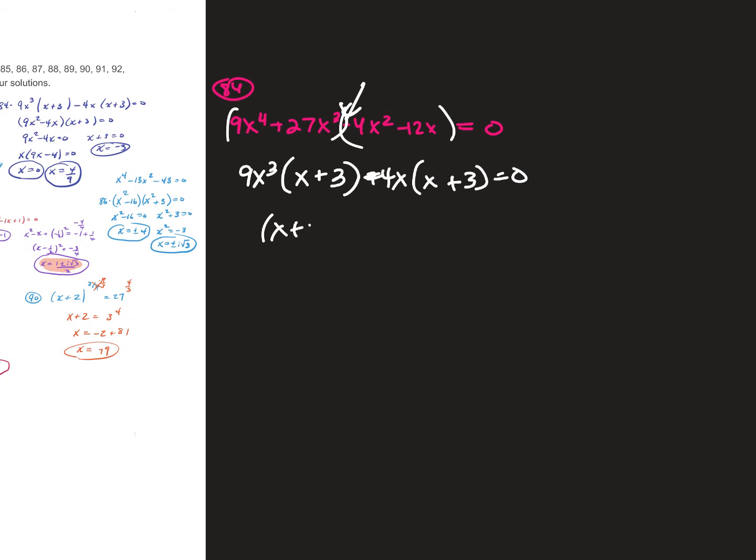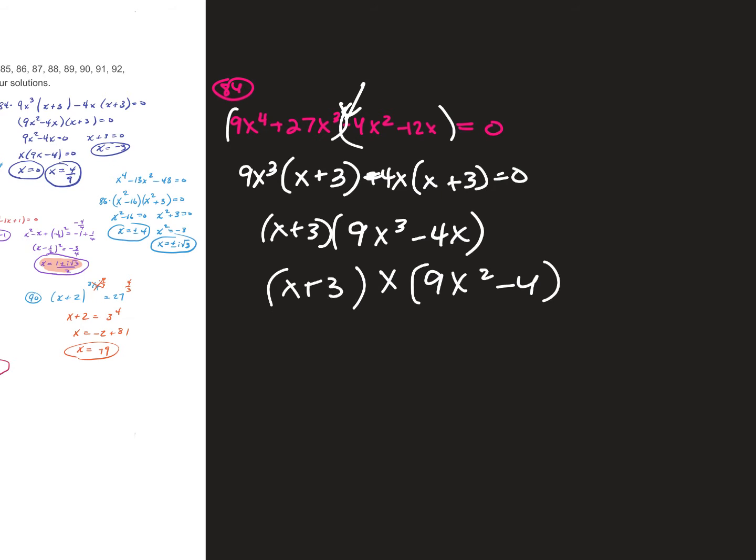So then x plus 3 and 9x to the third minus 4x looks like this. Now from the one on the right, I can take out x, and I'd get 9x squared minus 4. And then this is the difference of 2 squares. So I have x plus 3 times x times 3x plus 2 and 3x minus 2. This is what you should have gotten.